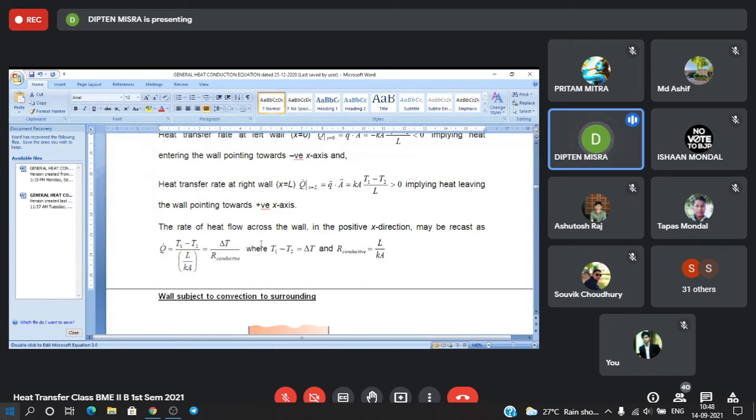So many times we can write Q dot equal to delta T by R, but remember we can write this only under two situations: first of all, there is no internal accumulation of energy, it is under steady state, and it is one dimensional heat flow. If there is one dimensional heat flow under steady state, then we can express this Q dot as equal to delta T by R, given by this form of the resistance, L by KA.